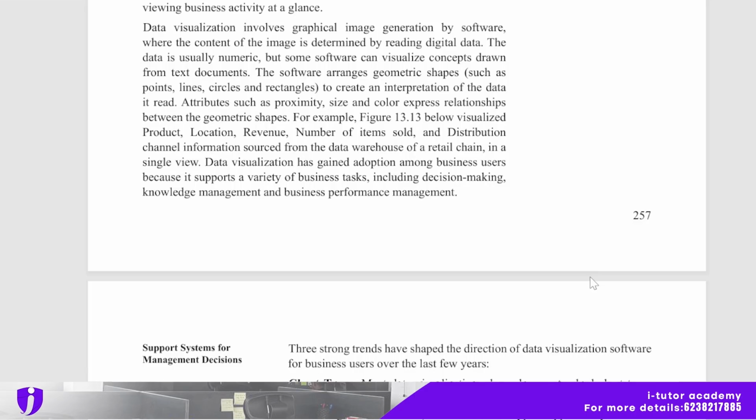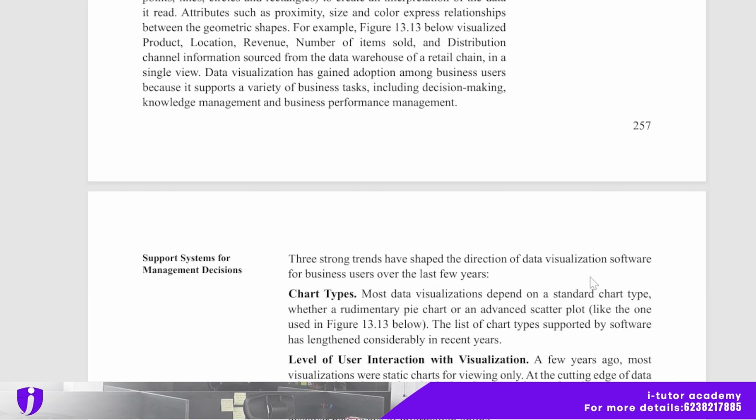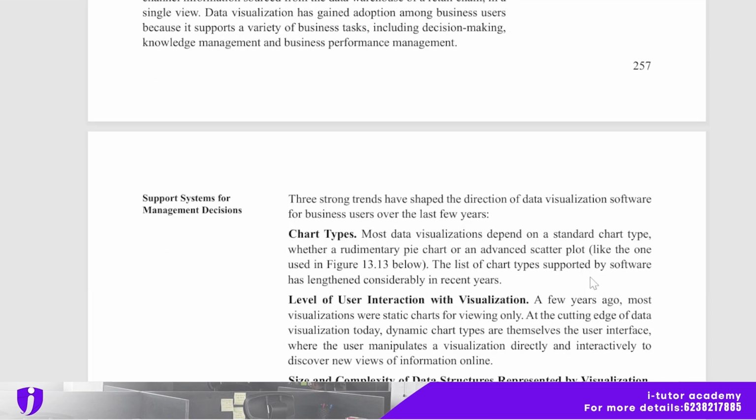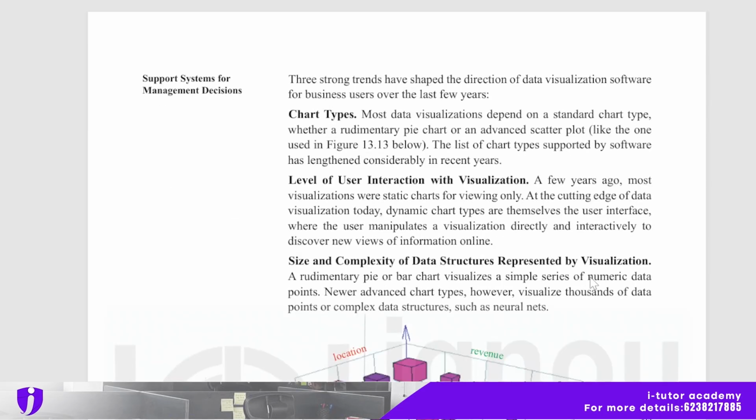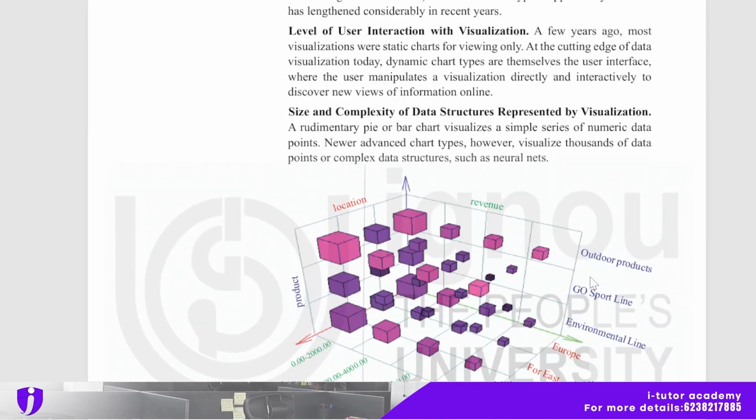Attributes such as proximity, size, and color express relationships between the geometric shapes, and figure 13.3 is an example, so please refer to that. First, chart type: most data visualization depends on a standard chart type, whether a rudimentary pie chart or an advanced scatter plot. The list of chart types supported by software has lengthened considerably in recent years. Next, level of user interaction with the visualization.